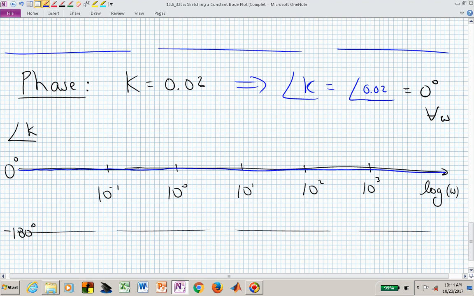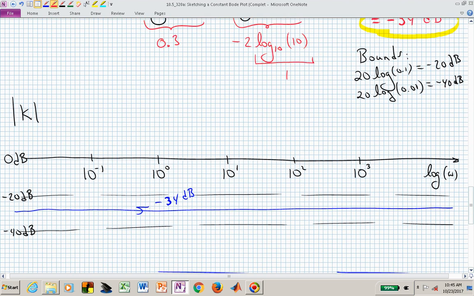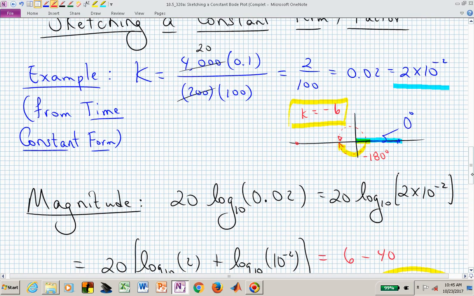If k, as I had said before, was something like minus 6, then if we looked at the angle of k, which is now the angle of 6 at minus 180 degrees, this is now minus 180 degrees, and we would have that for its phase contribution as a function of frequency. I hope that now gives you a feel for how to sketch magnitude and phase as a function of frequency for different gains. Here we had a gain less than 1.